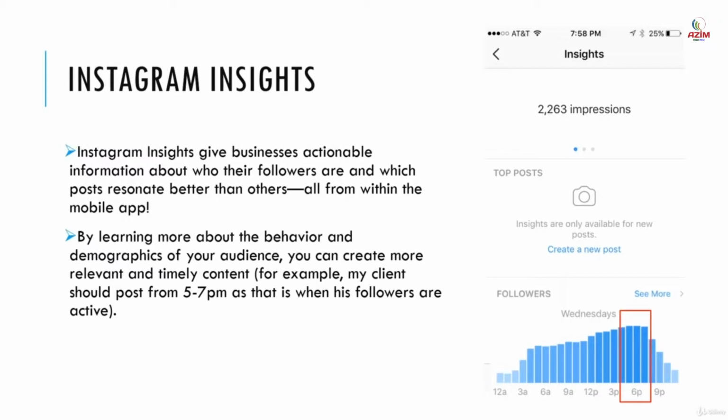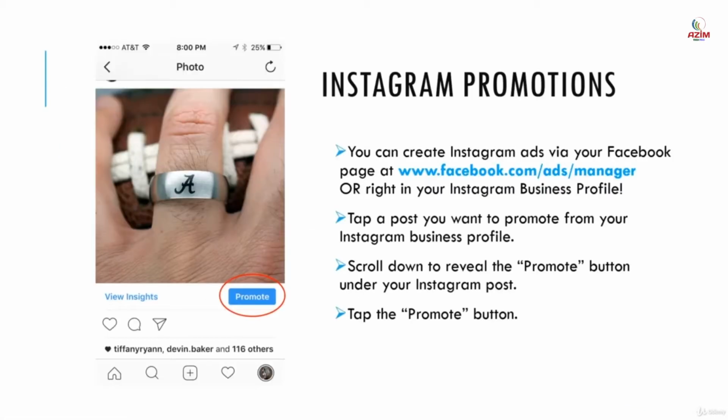For example, my client should post from 5 p.m. to 7 p.m. as that is when his followers are active. As you can see under followers, 5 to 7 p.m. is most active. Now there's two ways to create Instagram promotions.